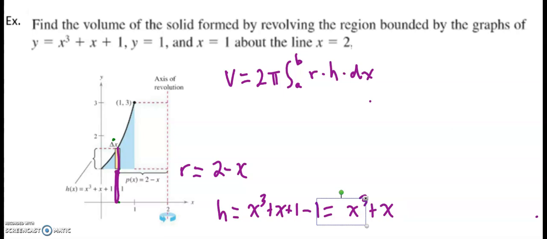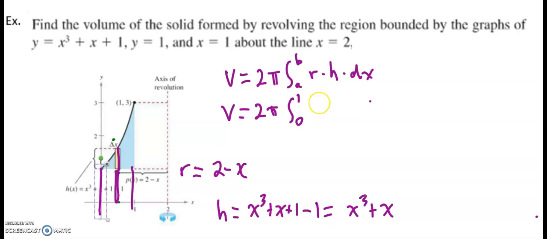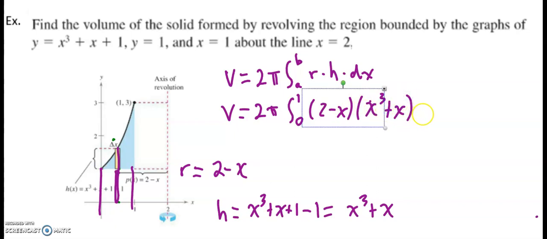Okay, knowing that, I can now set up my integral. I know that the volume will equal 2 pi times the integral from 0 to 1, because that's the bounded region in blue, of my radius, which is 2 minus x, times the height of each shell, which would be x cubed plus x, times dx. And now I've set that up.